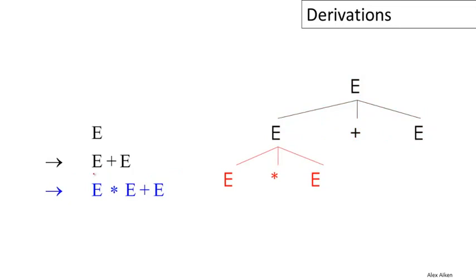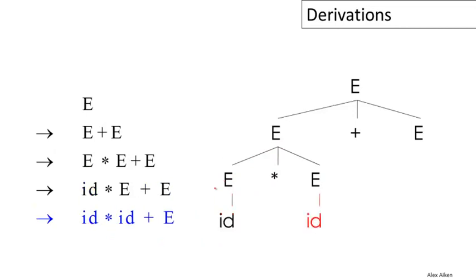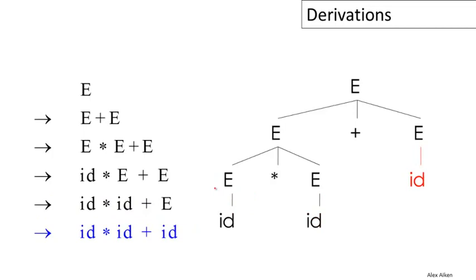Now we replace the first e by e times e. So we use the production e goes to e times e, and that means we take the first e in the tree and we give it the three children e, times, and e. Continuing along, we take the first e that remains in this expression and we replace it by id, which means we make id a child of the leftmost e in the tree that we're building. And then we replace the second e by id using the production e goes to id, and finally we do the same thing with the third e, and now we have completed our parse tree.